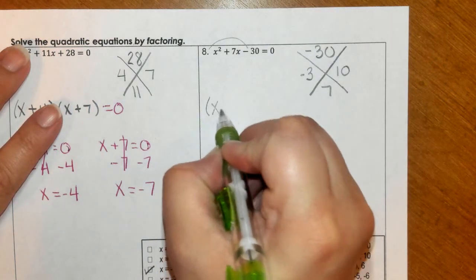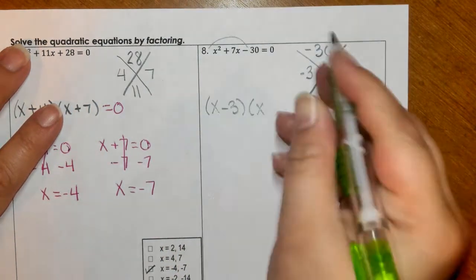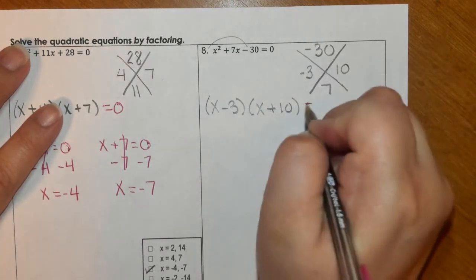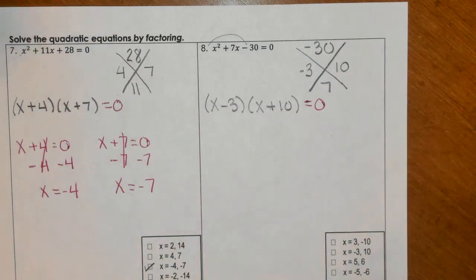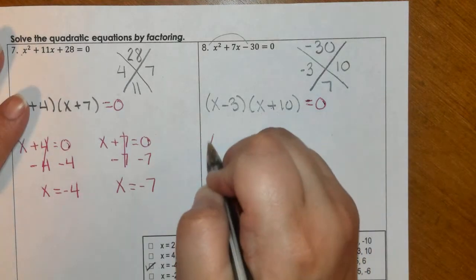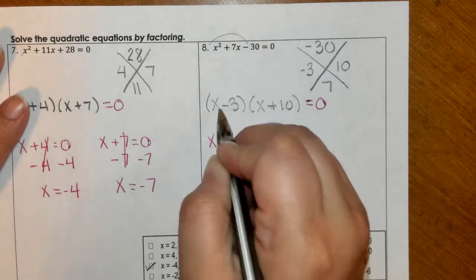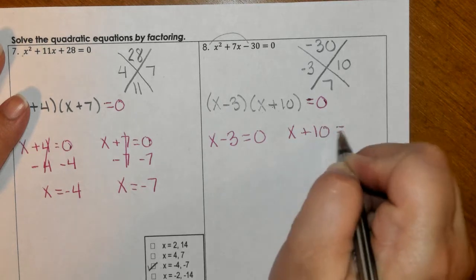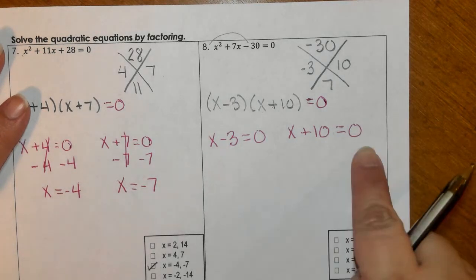So we write that in factored form, and then we solve it. So the pink part that I'm writing is the new part. So we solve it by setting each set of parentheses equal to 0. This is called the zero product property.